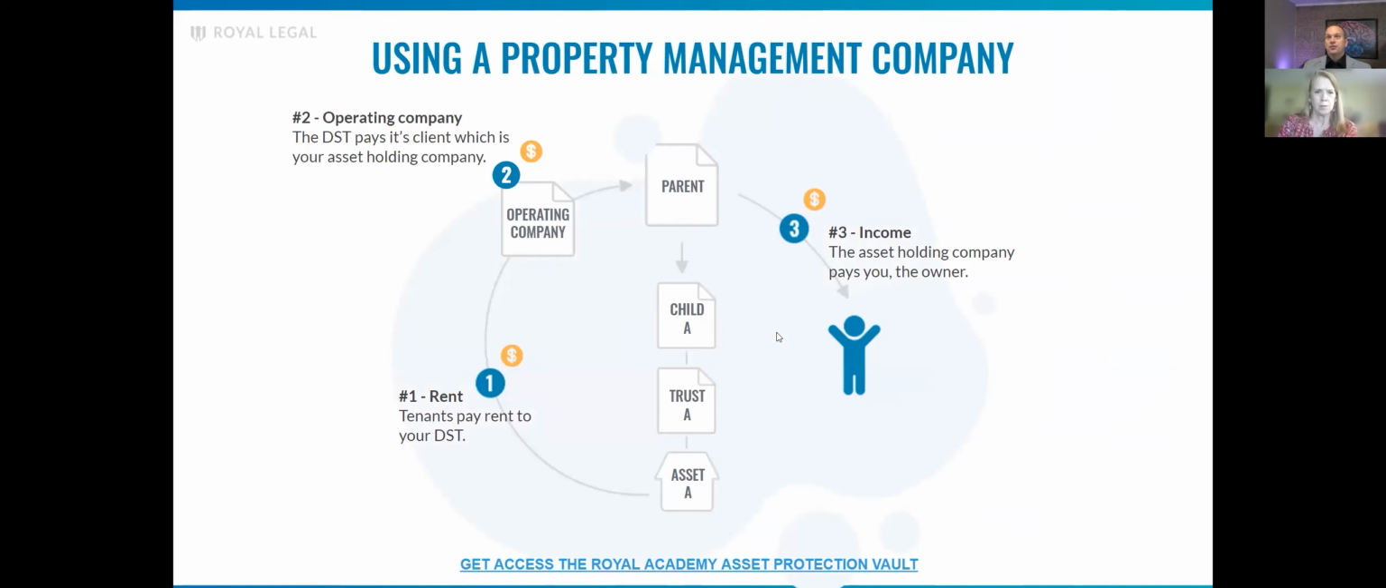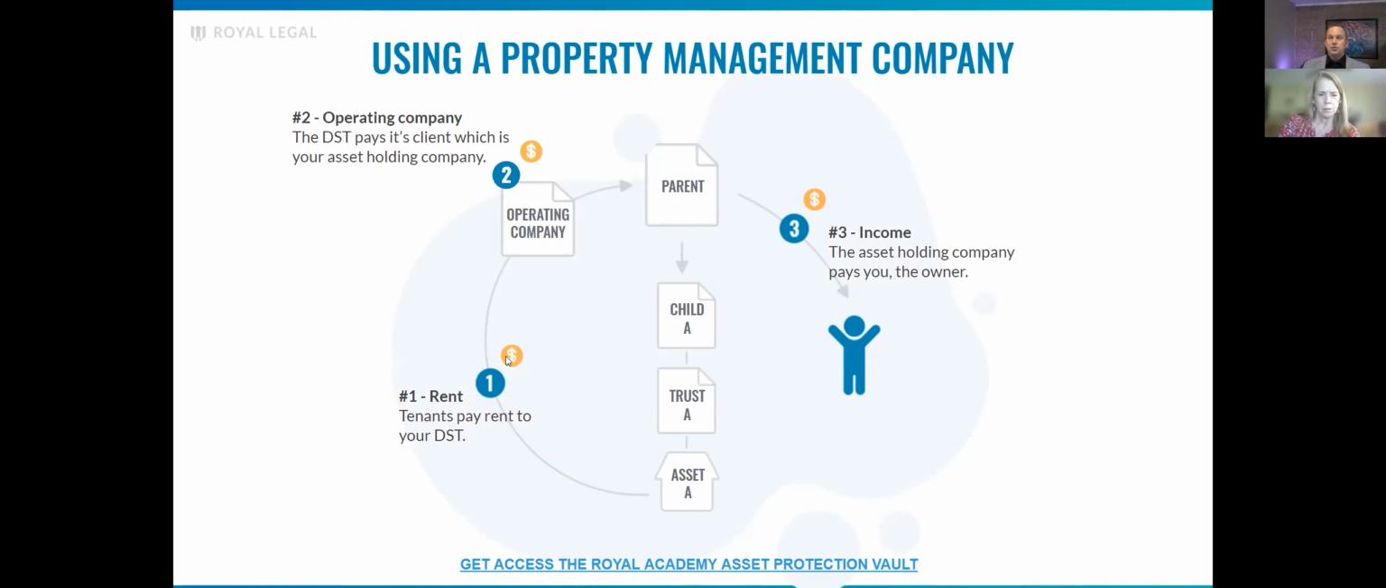And apart from that, now we're incorporating how this would work with our operating company. If we have an operating company here, this is our parent DST with a child and the trust that holds the asset. The money would flow then to an operating company, which would either be your own LLC or a third-party property management company in an ideal situation. Either one of those is going to work.